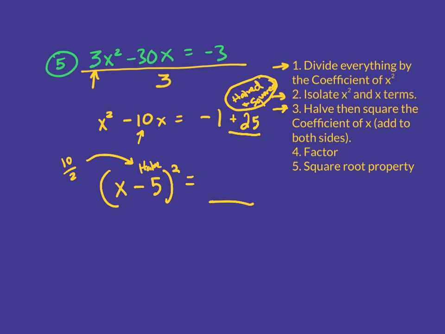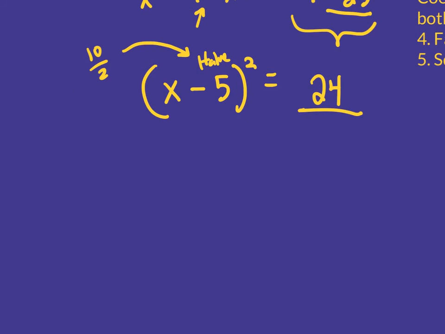Halved and squared. So really we're adding this to the left, we're adding it to the right, but this is a little bit of a shortcut. And then on the right, we've got 24 now. So I'm just going to write this a little cleaner. x minus 5 squared equals 24.